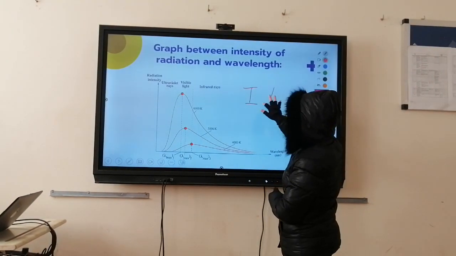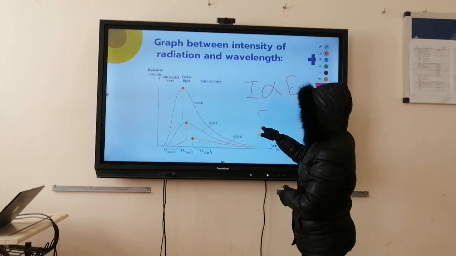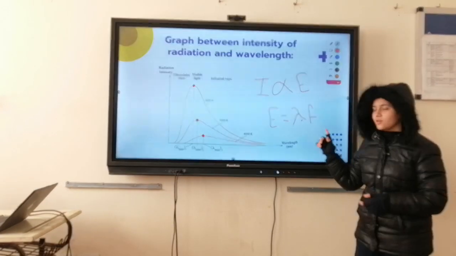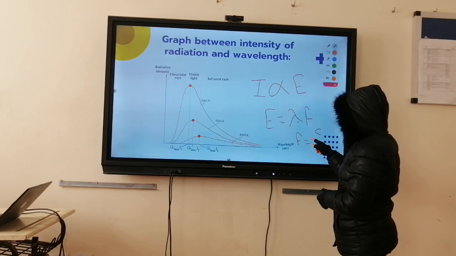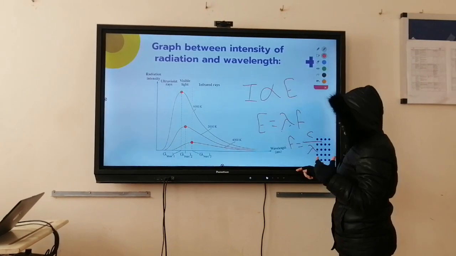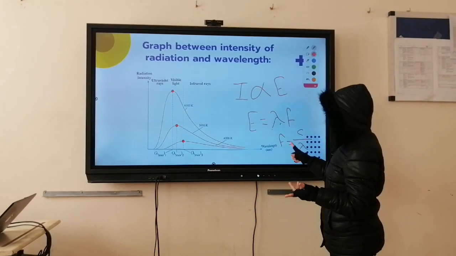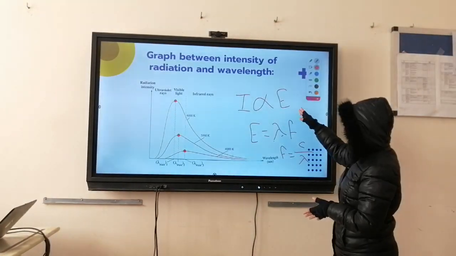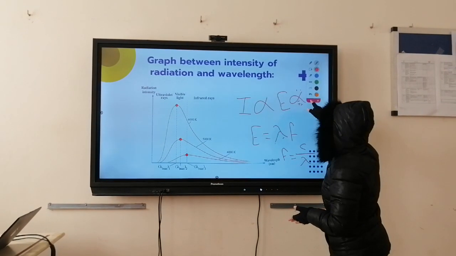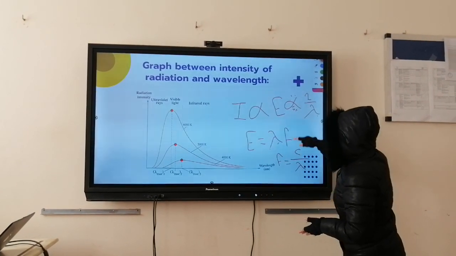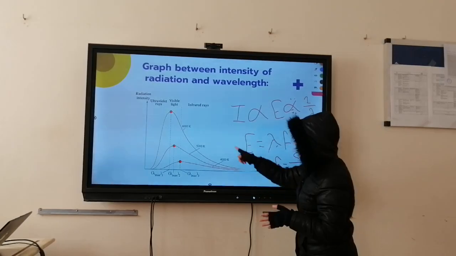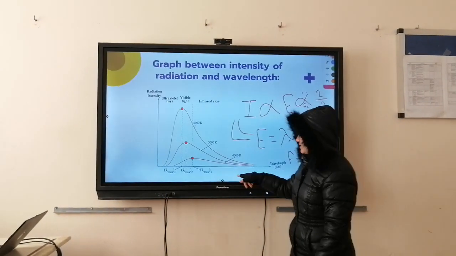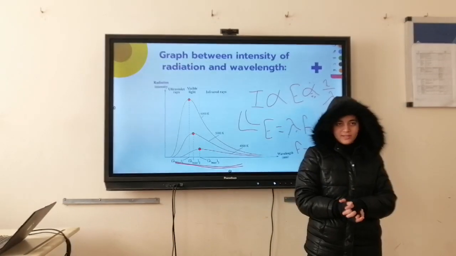intensity is directly proportional to energy, and the energy equals Planck's constant times f, which is the frequency. And the frequency equals c, the speed of light, over the wavelength. That means the energy is inversely proportional to the wavelength, so the intensity is proportional to the energy and inversely proportional to the wavelength. So they concluded that the graph would look like that. But they found by experiment that the graph looks like this, and they didn't know how to explain it.